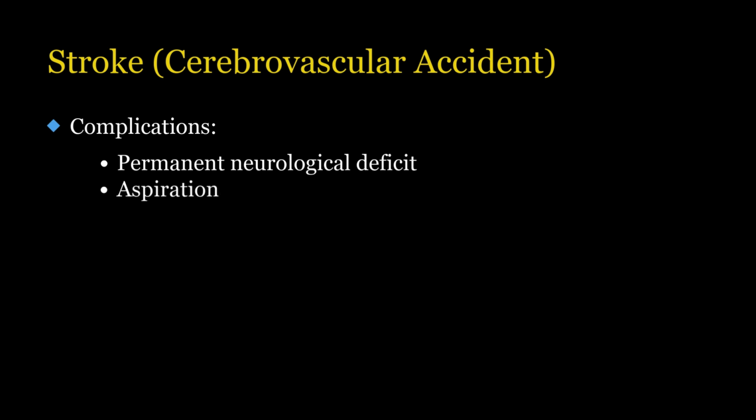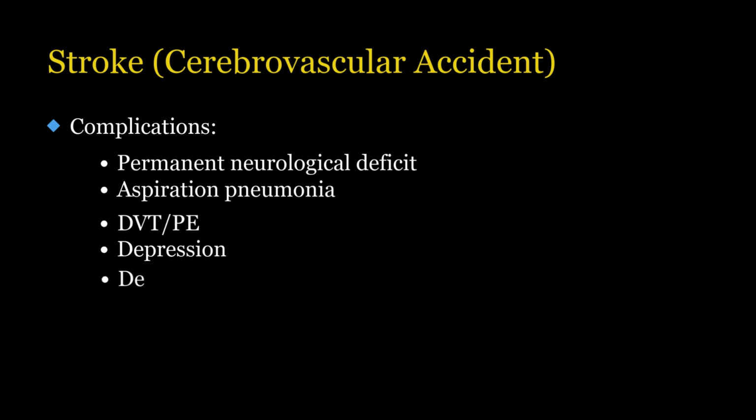Stroke can lead to several serious complications. Many survivors are left with permanent neurological deficits, such as paralysis or speech difficulties. Aspiration pneumonia is a common risk, especially in patients with impaired swallowing. Immobility following a stroke increases the risk of deep vein thrombosis and pulmonary embolism. Additionally, stroke survivors often experience depression due to functional limitations. In severe cases, stroke can unfortunately lead to death.